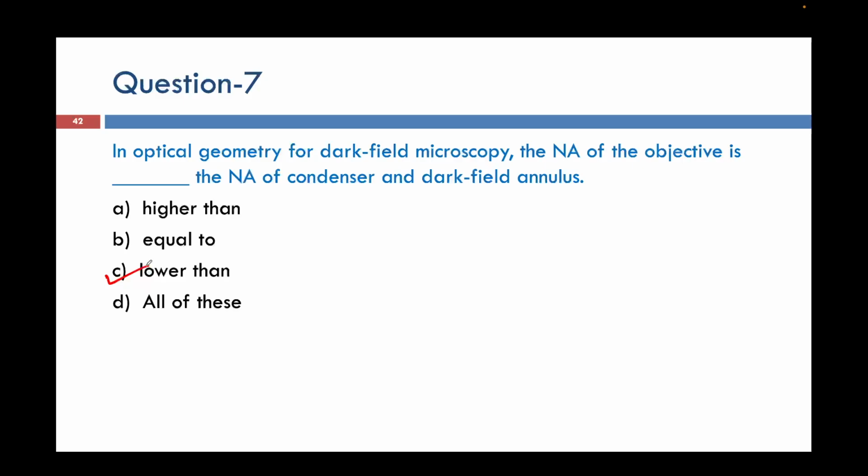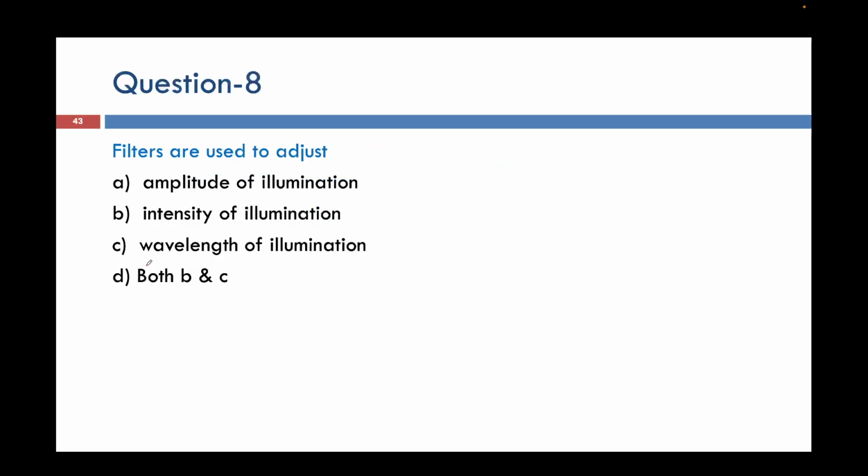The objective captures the diffracted ray after the interaction of the incident beam with the specimen. So its numerical aperture should be low, so that less of the diffracted ray is captured and sent to the objective for viewing. That is why the numerical aperture of the objective should be lower than the numerical aperture of the condenser.